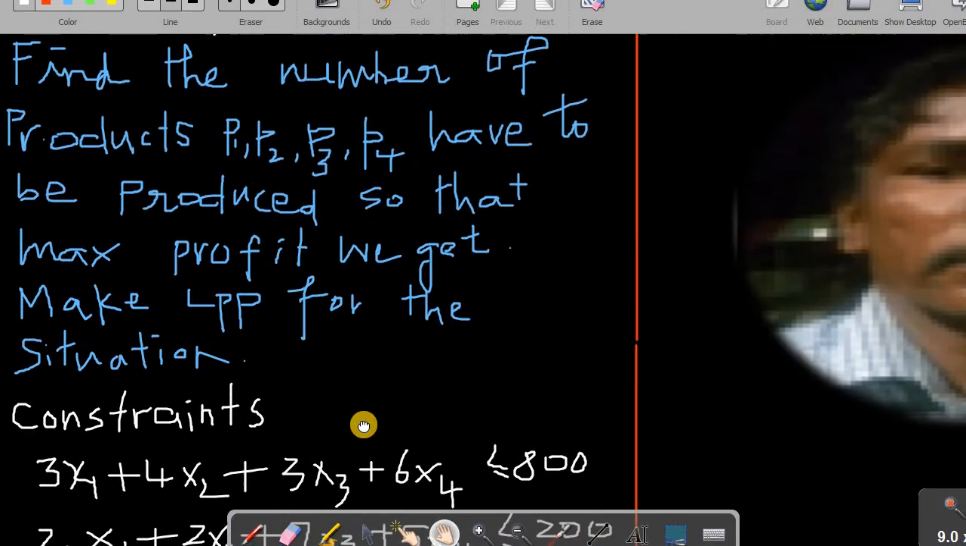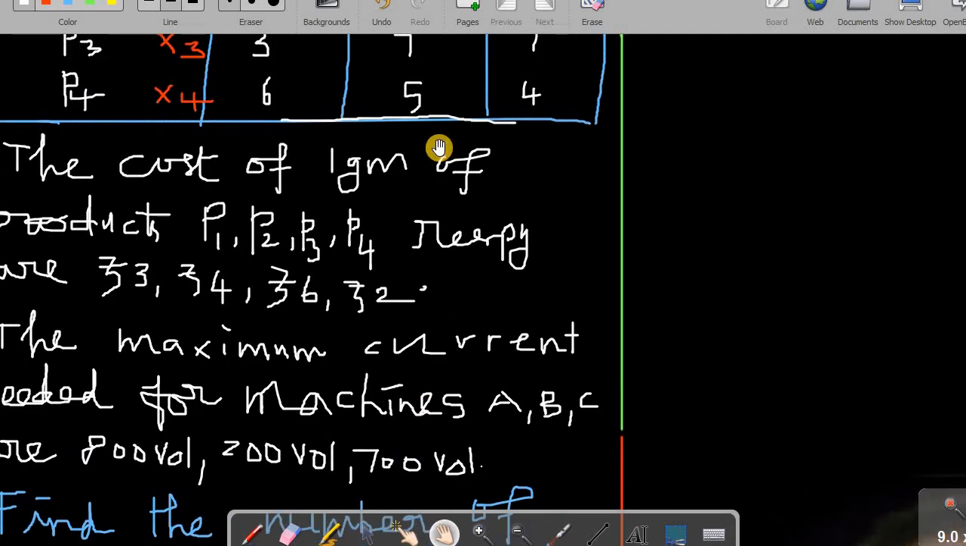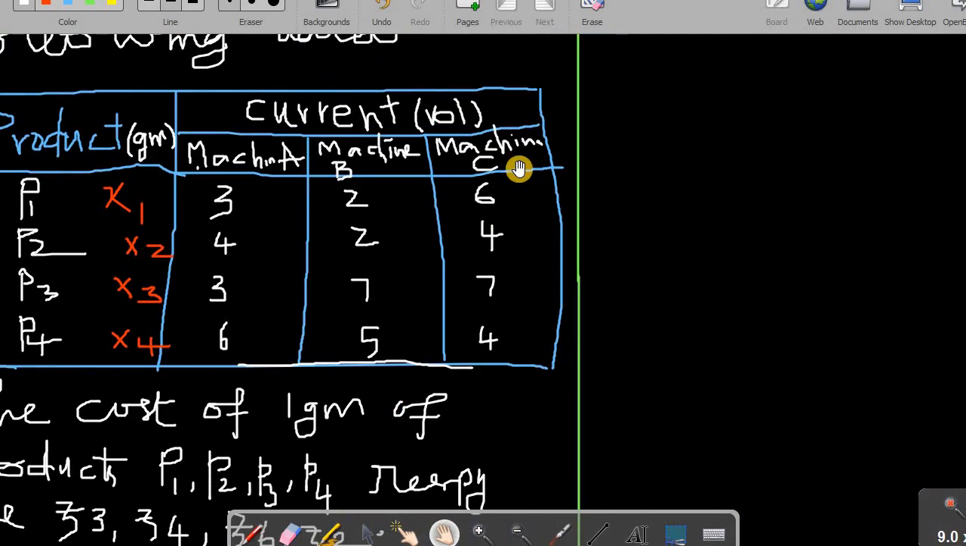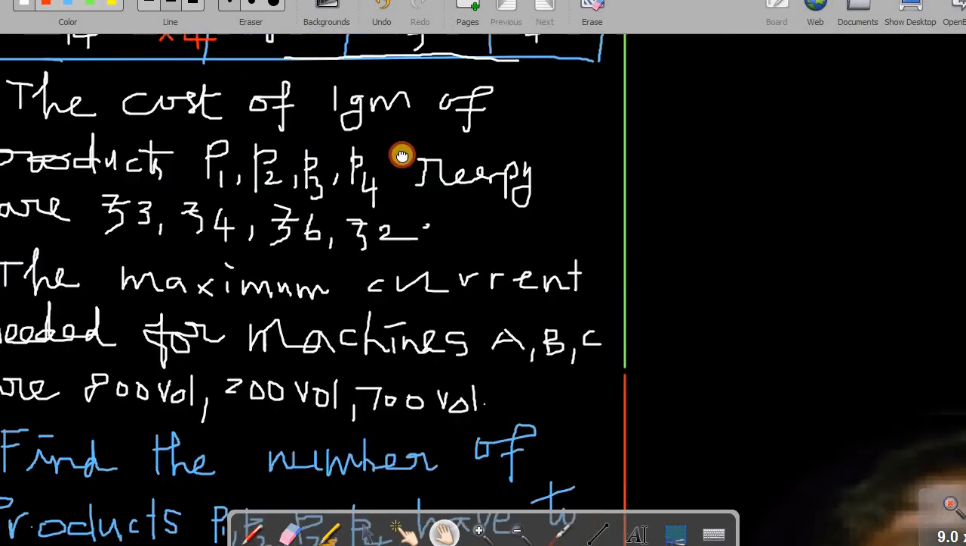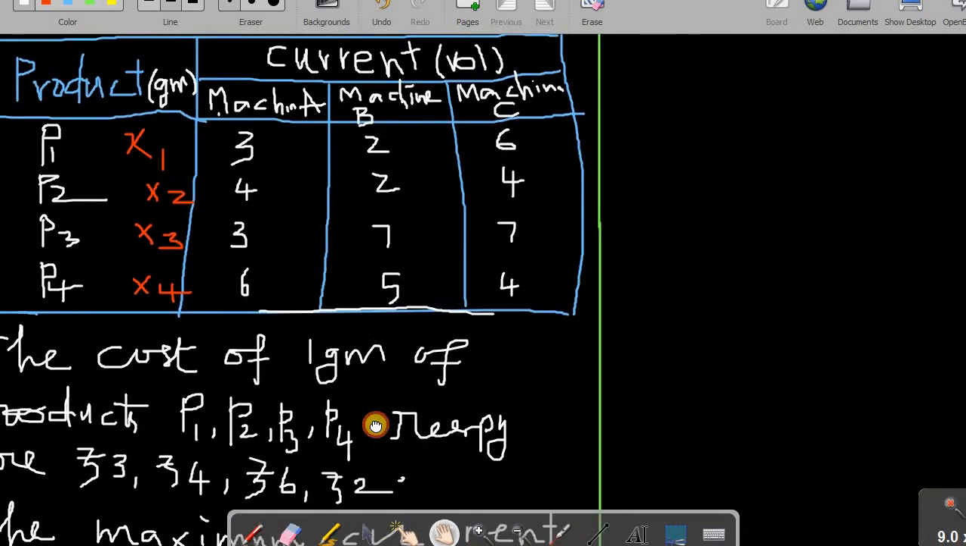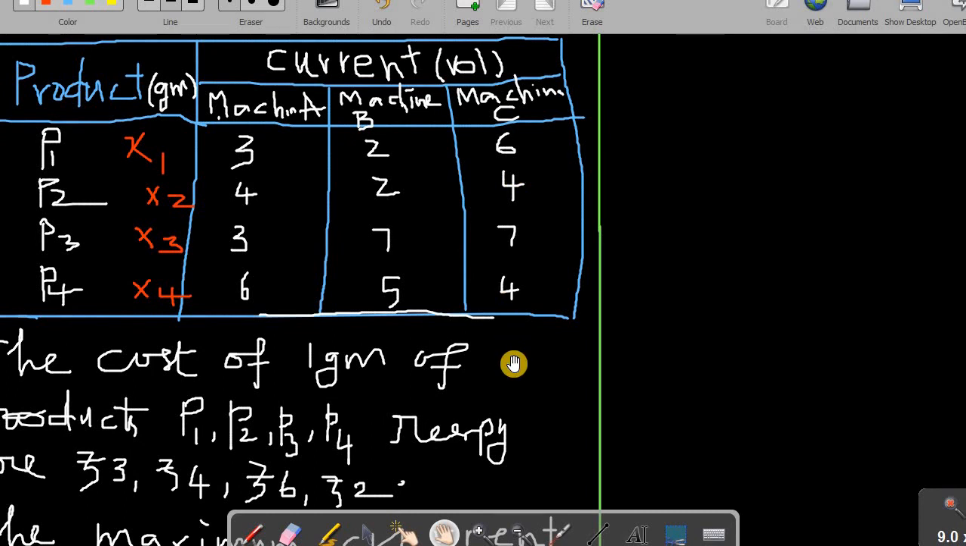Coming to the third constraint, it is based on machine C. The total current given to machine C to operate is 700 volts only. It cannot go more than that. That is the distribution given to machine C.